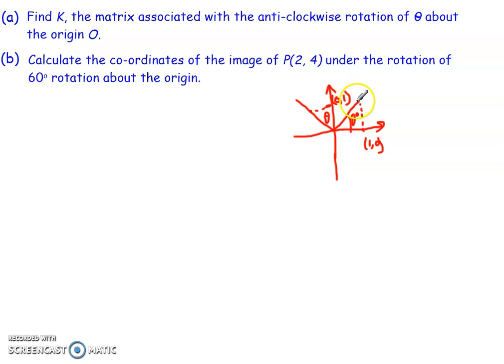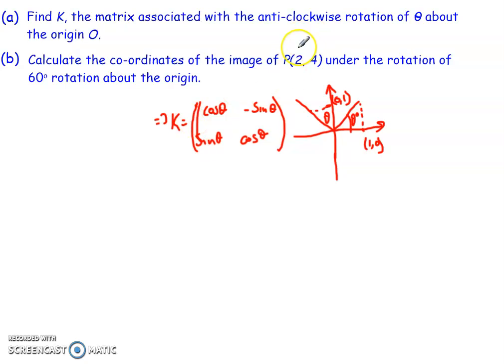Now because of that, I can use basic trigonometry here, so my SOHCAHTOA, to determine how far along and how far up each point has gone. What that will give me is my rotation matrix K is equal to (cos theta, -sin theta; sin theta, cos theta).